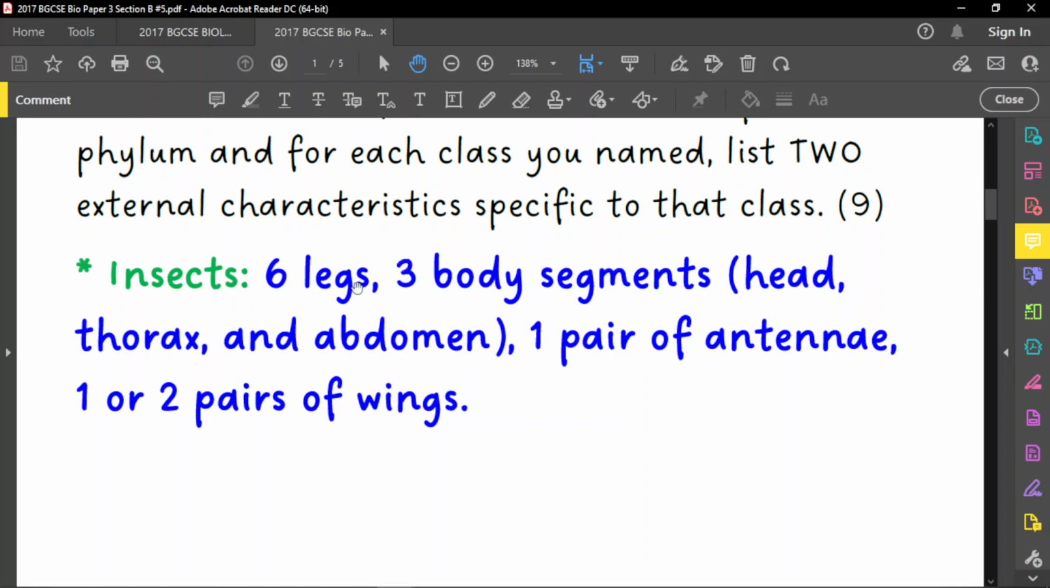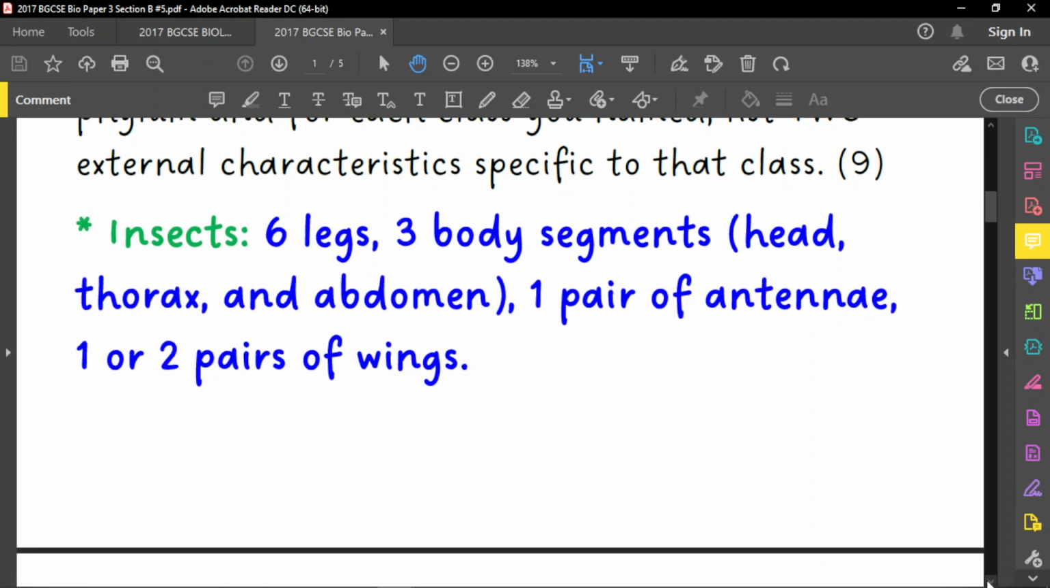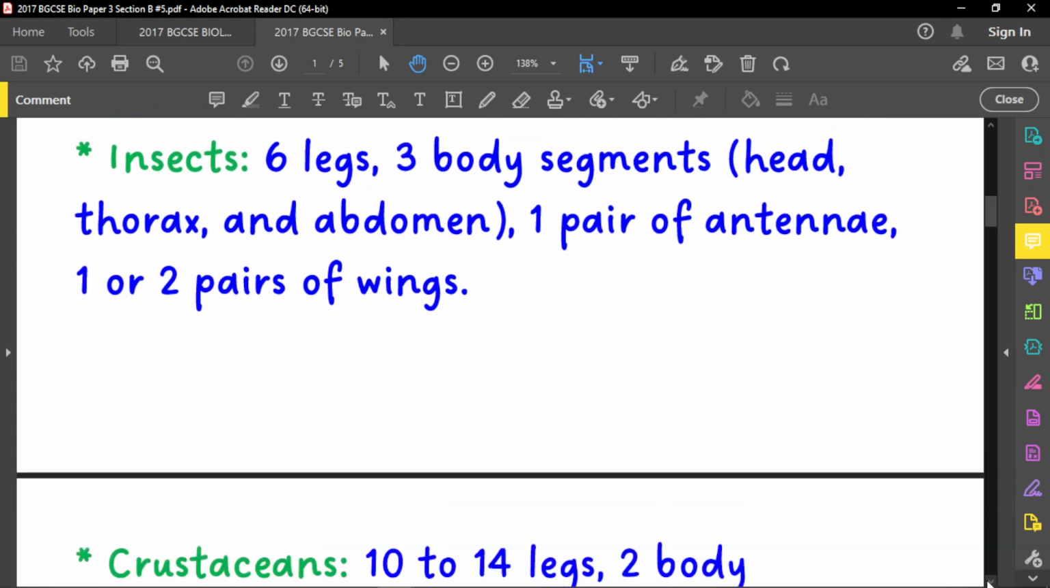An insect has 6 legs and 3 body segments, and the body segments are head, thorax, and abdomen. That's very important. They have 1 pair of antennae, and they have either 1 or 2 pairs of wings. Okay, so insects will have 1 or 2 pairs of wings, but generally insects have 2 pairs of wings. Just to point that one out.